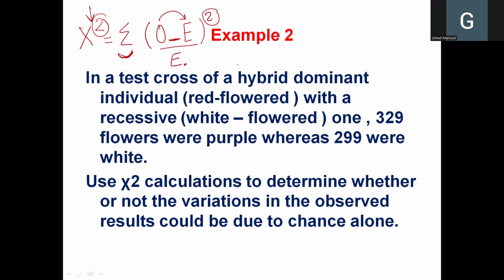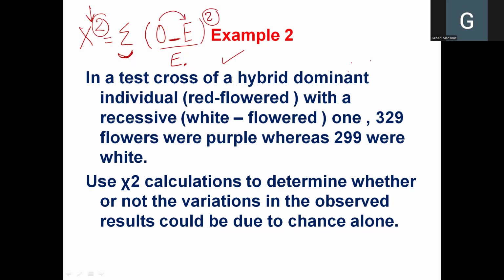Of course, we will be using this formula of the chi-square. So the chi-square is actually nothing but the squared value of the sums of the differences between the observed and expected results over the expected results.